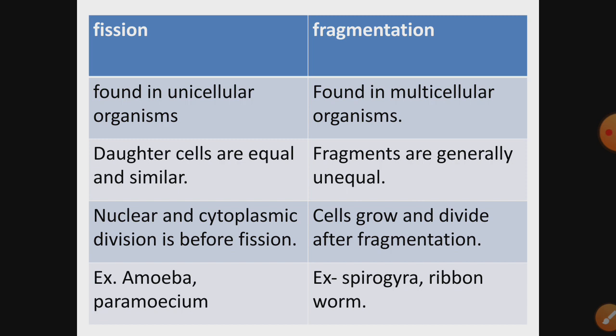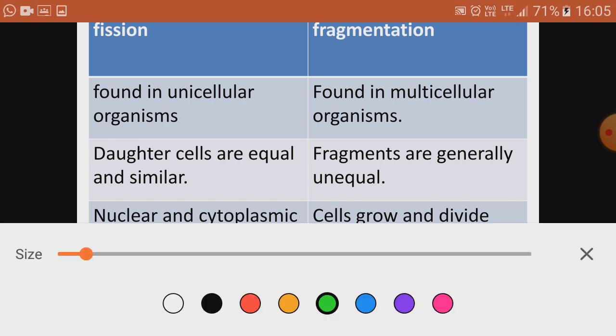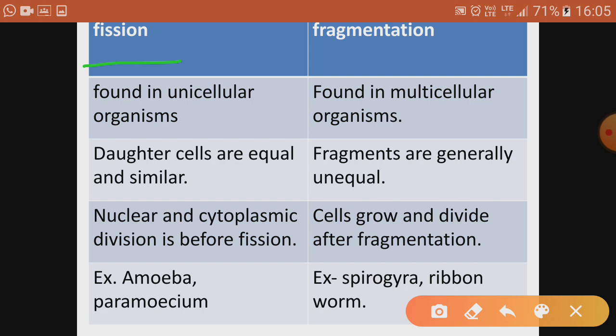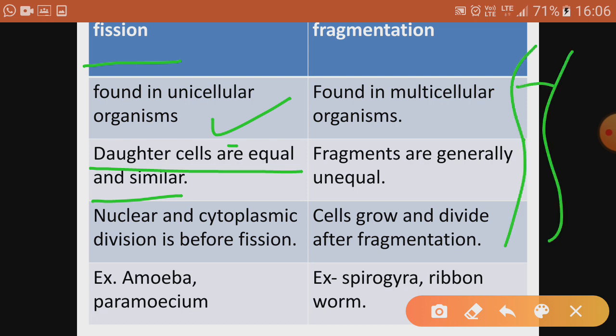Now, this is the difference between fission and fragmentation. Fission means division. It is found in unicellular organisms like amoeba, plasmodium, etc. And here the daughter cells are equal and the same. But in case of fragmentation, when the Spirogyra breaks off into fragments, the fragments are generally unequal because it can break from any plane. But in case of fission, the daughter cells which are formed are equal and the same.